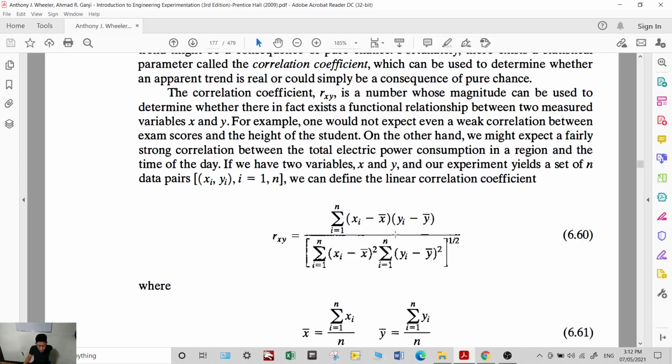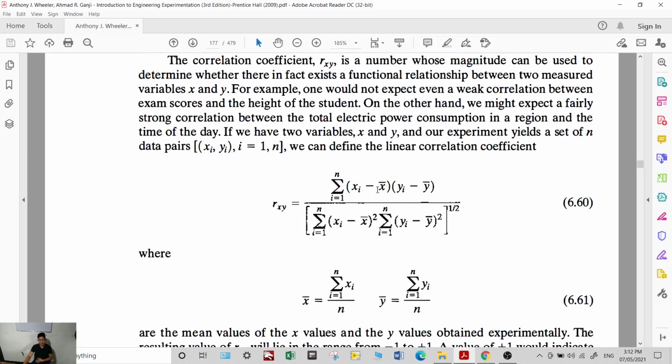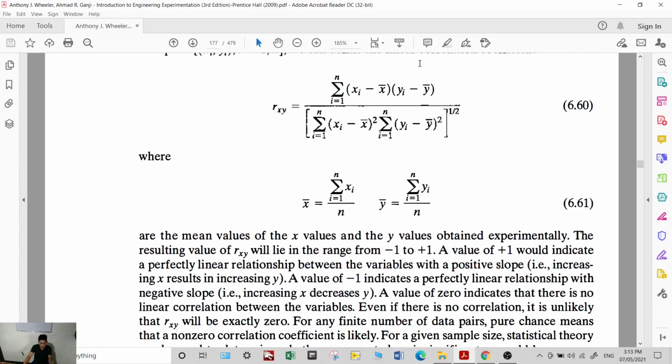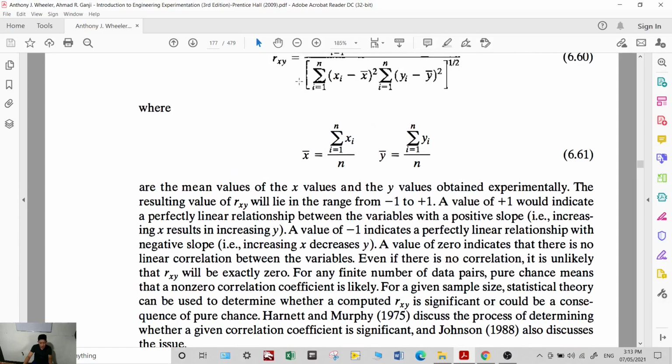First you get the mean. x bar is the mean of the x values and y bar is the mean of the y values. Then follow this formula: the summation of the product of the x variable minus its mean and the y variable minus its mean, divided by the squares of these parameters. After you plug in the values, you will get the correlation coefficient.